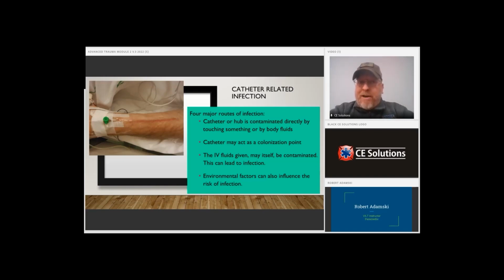The fourth major route of infection is environmental factors. The environment we work in, either at an industrial accident site, a motor vehicle crash, or just out on a farm somewhere. We all know there's dirt, there's contamination. Things are not clean on the vast majority of our 911 calls. So just realize that. Again, that's why we disinfect our sites, that's why we wear PPE, and we try to be as aseptic as possible when we're starting IVs.